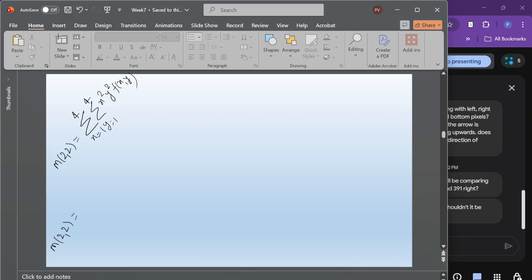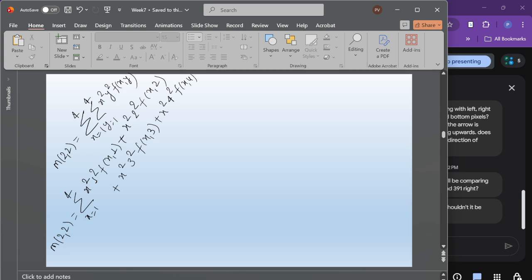Let me write it again, because otherwise confusion will be there. x square 1 square f(x,1) plus x square 2 square f(x,2) plus x square 3 square f(x,3) plus x square 4 square f(x,4) will be there.